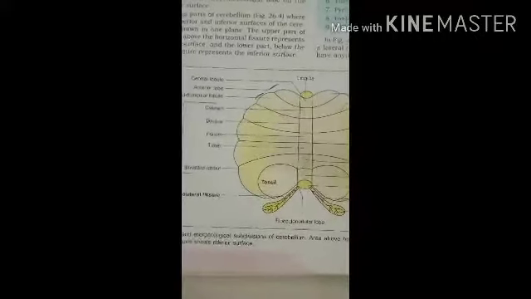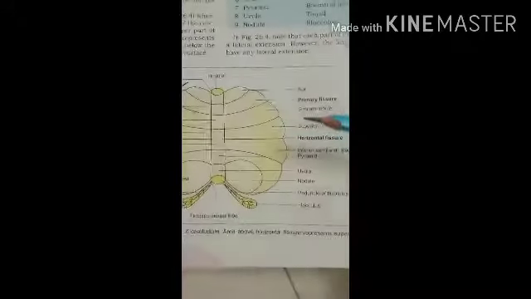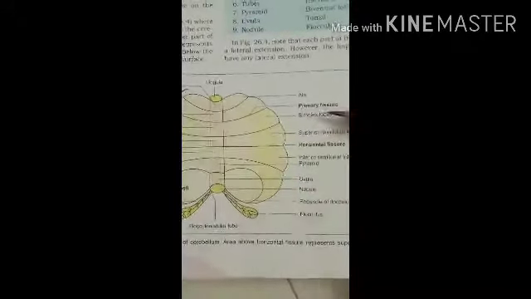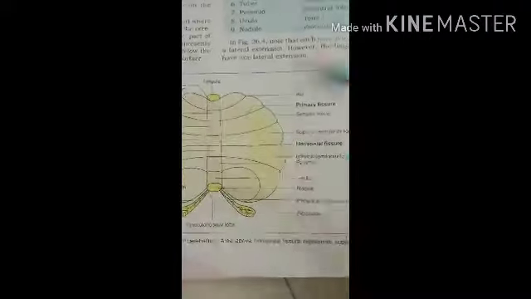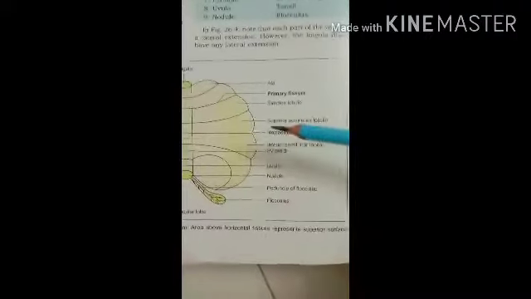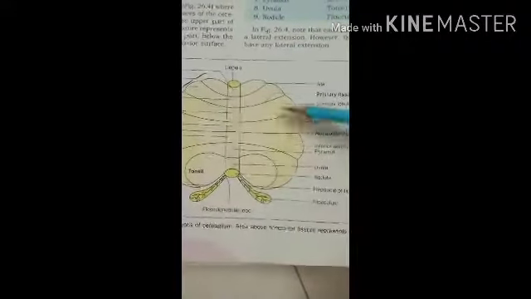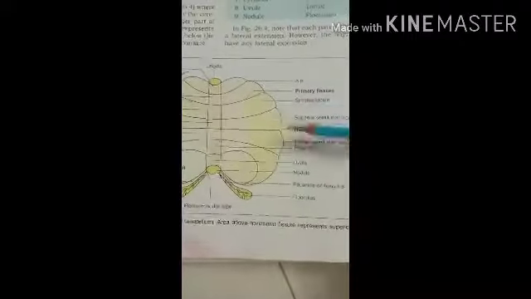Then the third part is called the simple lobule. This part is the simple lobule. Then the next part is called the superior semilunar lobule. This one, the superior semilunar lobule. These 4 parts are present above the horizontal fissure.